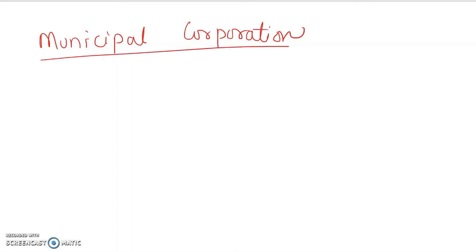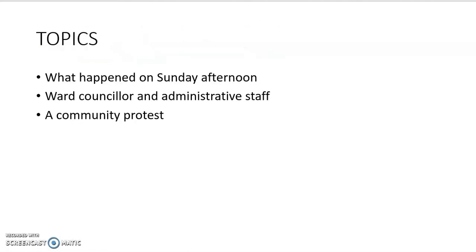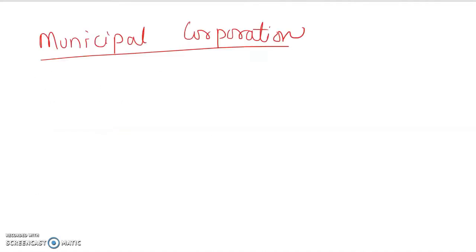Before we do that, I'll also tell you that we have certain topics in this chapter that revolve around the municipal corporation. What happened on Sunday afternoon with the kids? I'll narrate the story. Who are ward councillors? What is the administrative job of the staff? Who works as the administrative staff? Are they elected? And of course, I'll tell you more about the community protest that took place. So let's talk about the municipal corporation.